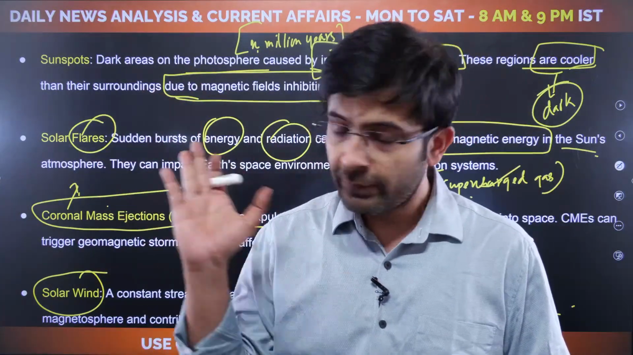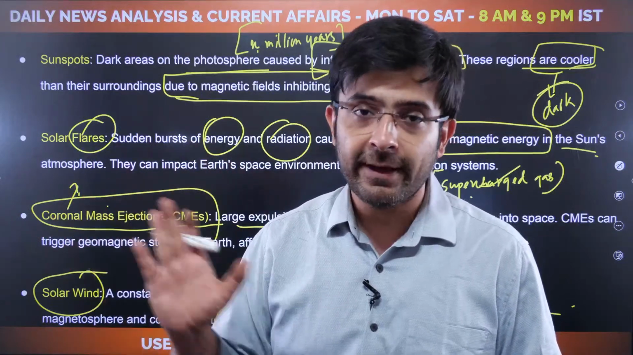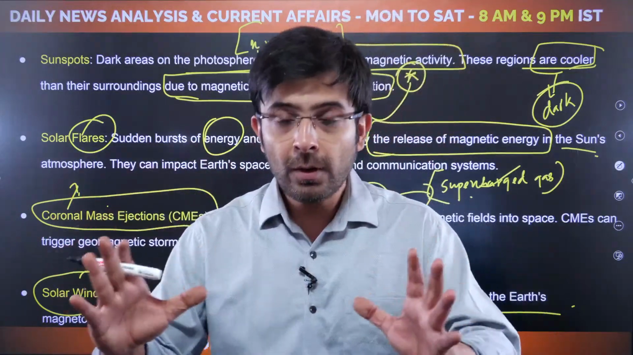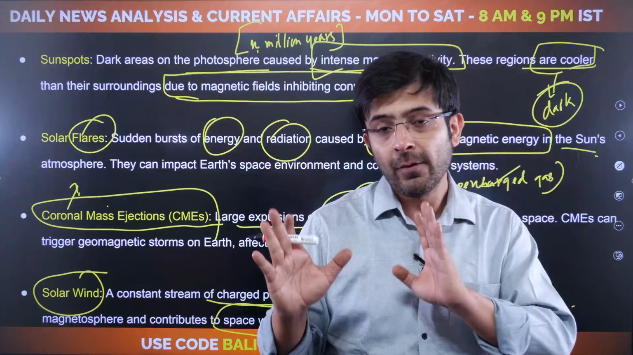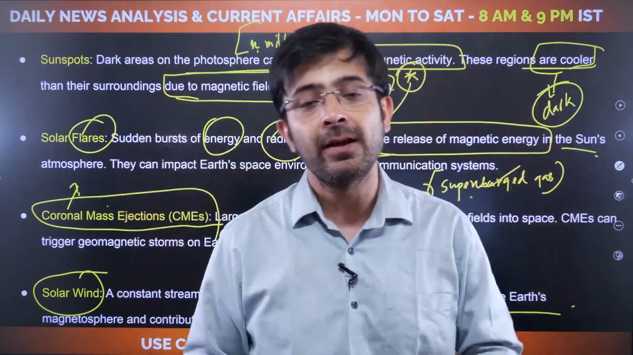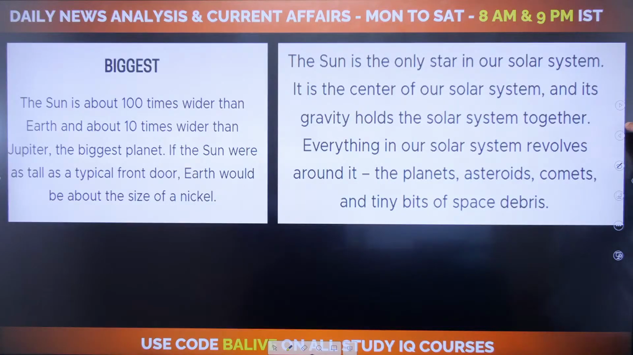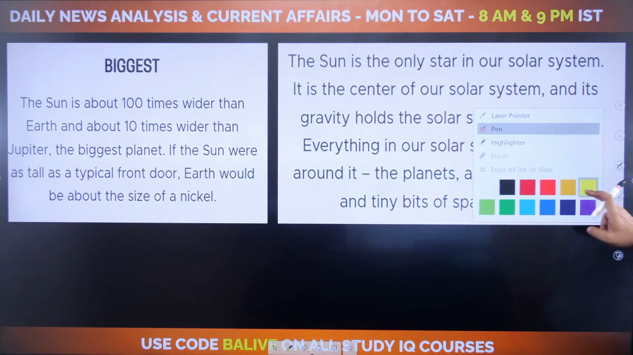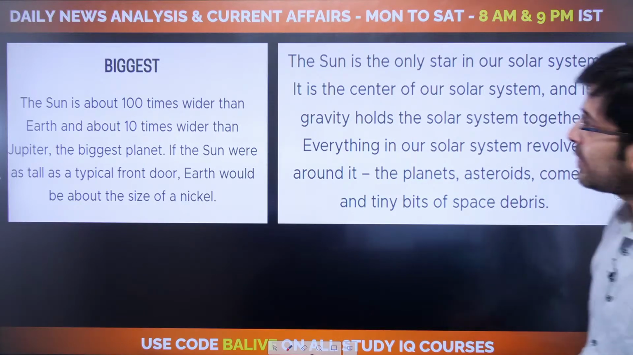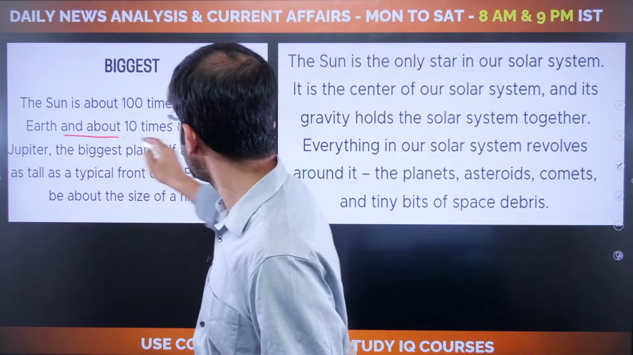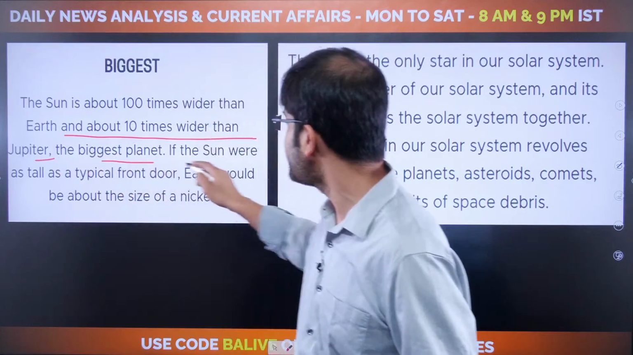So also we have discussed the whole L1 to L5 Lagrange points. Now that we know what we are sending, where we are sending and what we are seeking to study, now let's understand what we are sending. Now it will make sense. Okay, so let's look at a few facts very quickly. 100 times wider than the Earth and about 10 times wider than Jupiter, the biggest planet.